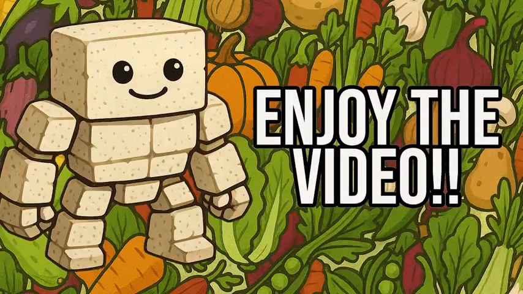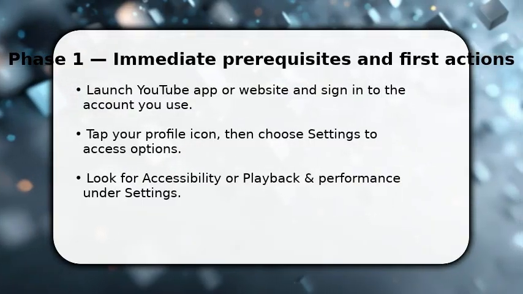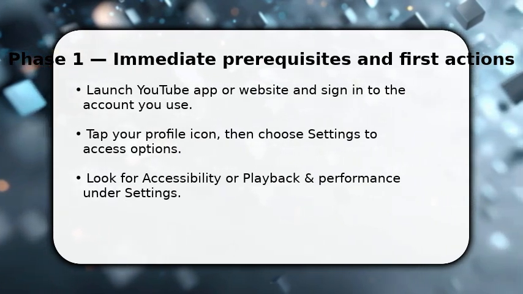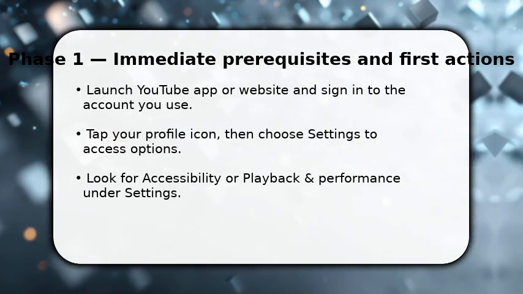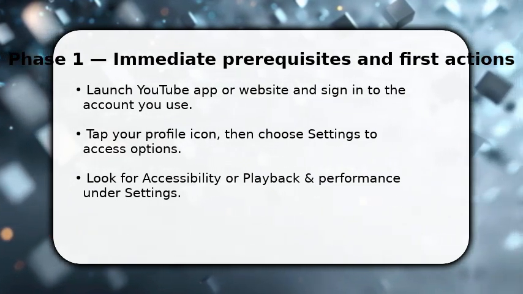Please enjoy the video. You start by opening the YouTube app or website and signing in. Once signed in, tap your profile icon in the corner and choose Settings. This gives you access to playback and accessibility controls.